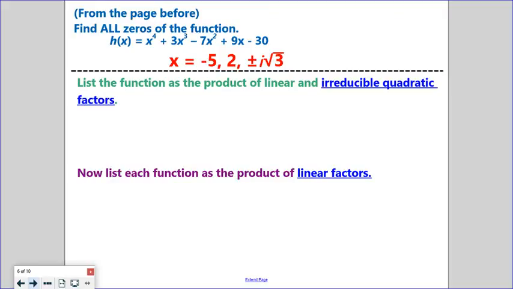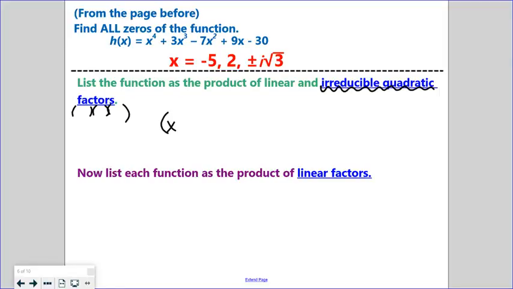They're on your paper still, right? The two different directions are this. List the function as a product of linear and then it's this phrase that I didn't think we would know: irreducible quadratic factors. Now when they say the word factors, I know my answer is going to look like parentheses, right? The first two are easy to do.